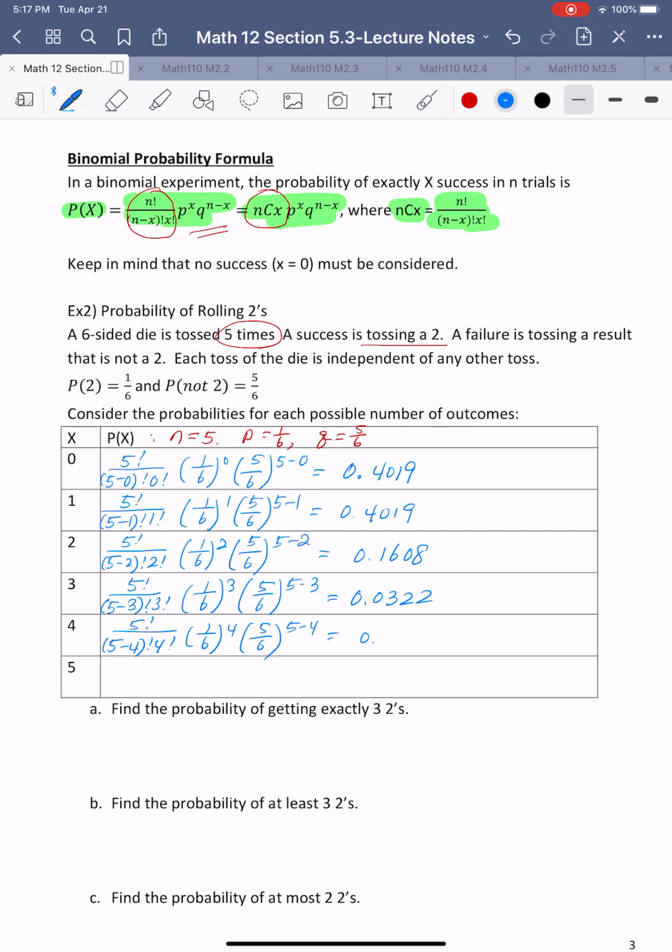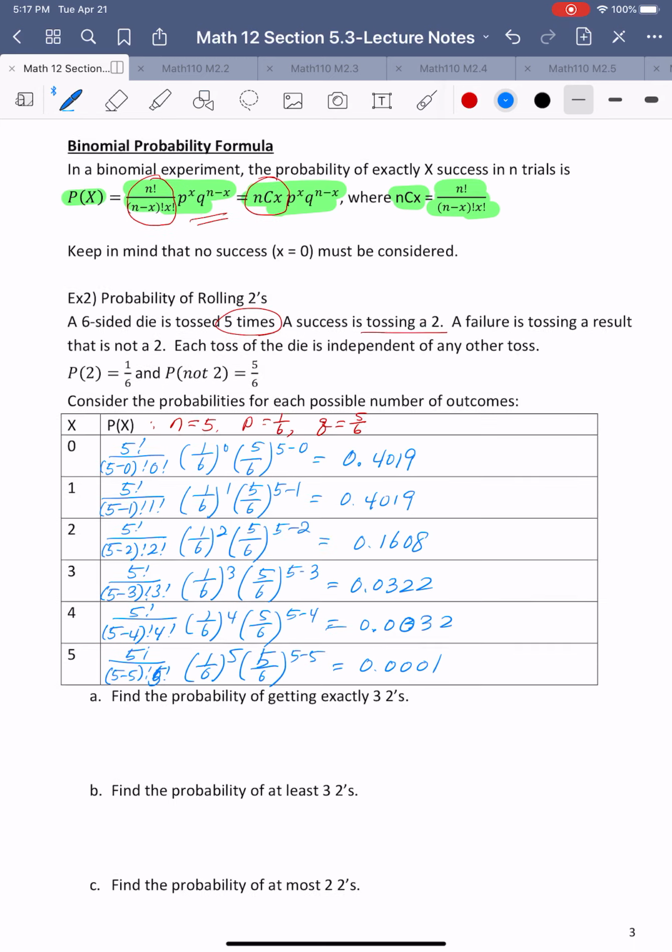It becomes 0.032. And then 5 factorial, now 5 minus 5 is just 0, and then 0 factorial, 5 factorial, sorry. So 1 over 6 to the 5th power, 5 over 6 to the 5 minus 5 power, which becomes 0.0001.